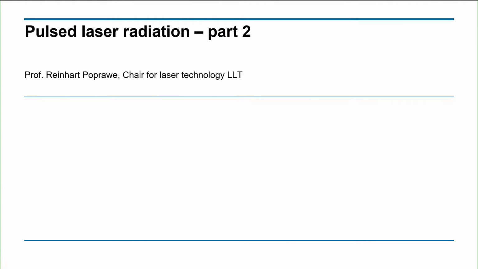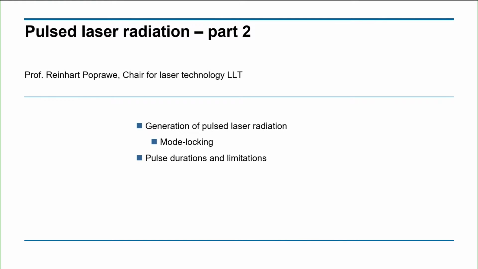So this is now the session on pulsed laser radiation part 2. In this section we will cover the generation of very short pulses down to femtoseconds by a process which is called mode locking. And after understanding what mode locking is and how it works, we will take a look at the limits. How short can we make laser pulses in general? What are the physical limitations of these pulse durations?